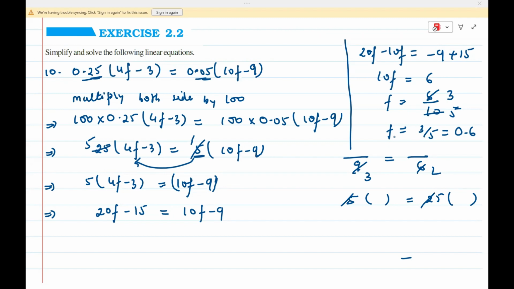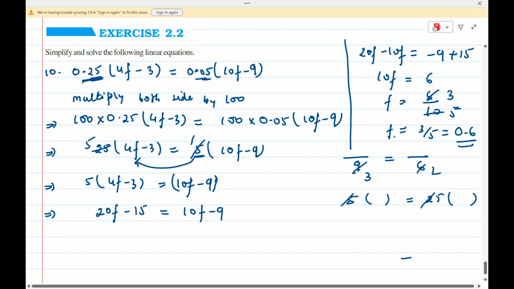In which form they have given the question, always answer in the same form. If they have given it in fraction, give the answer in fraction. If they have given it in terms of variable, answer in terms of variable.